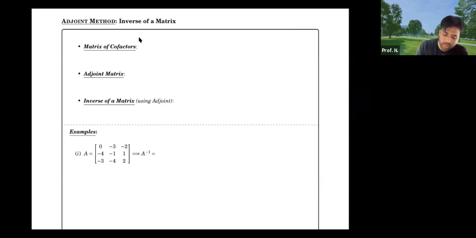So the matrix of cofactors looks like the following. It's a matrix where every entry is the cofactor of the original matrix. So we already know what cofactors are, right? So this would be C11, C12, all the way to C1N. Then C21 all the way to CN1. This would be CNN. And remember what C sub ij was?